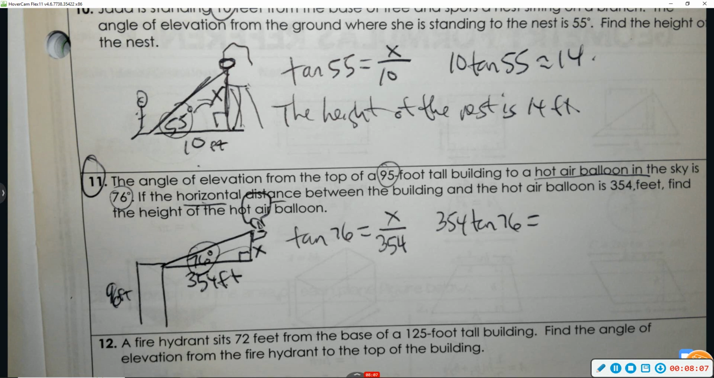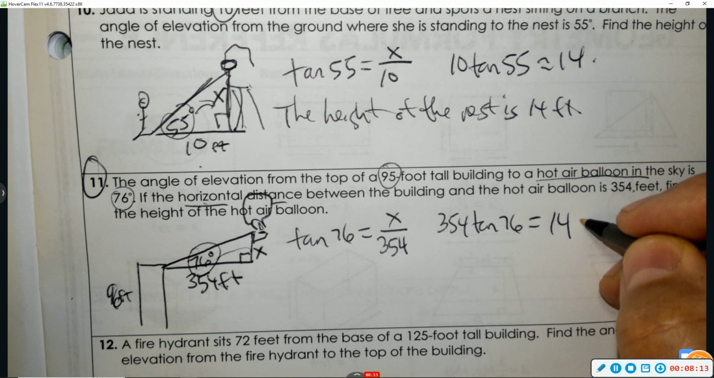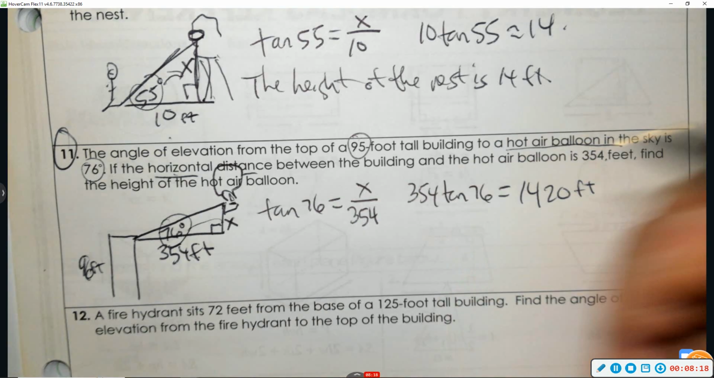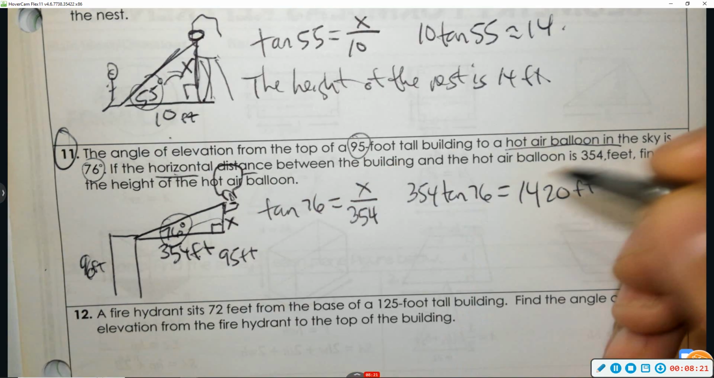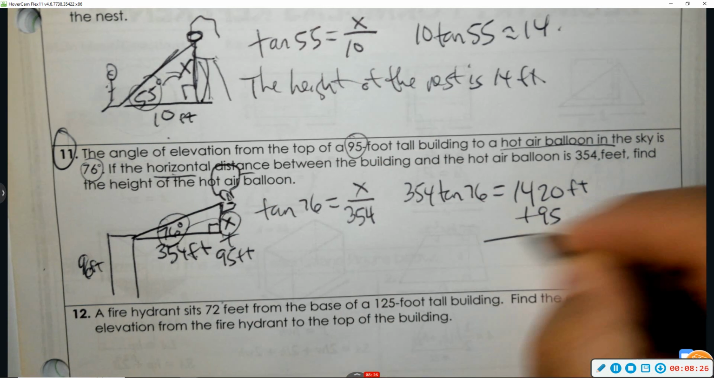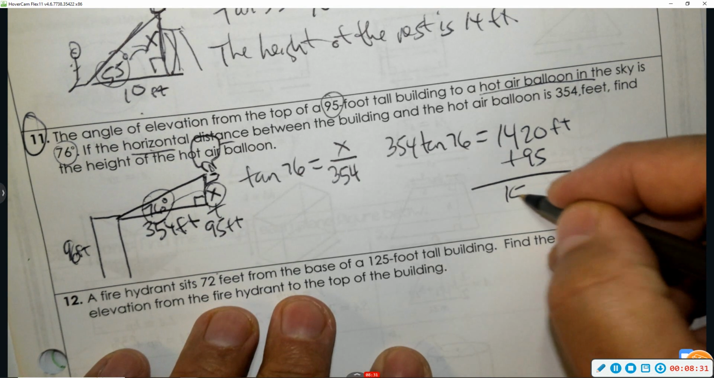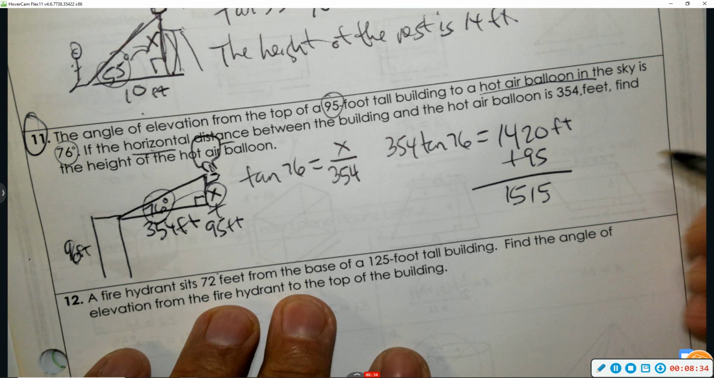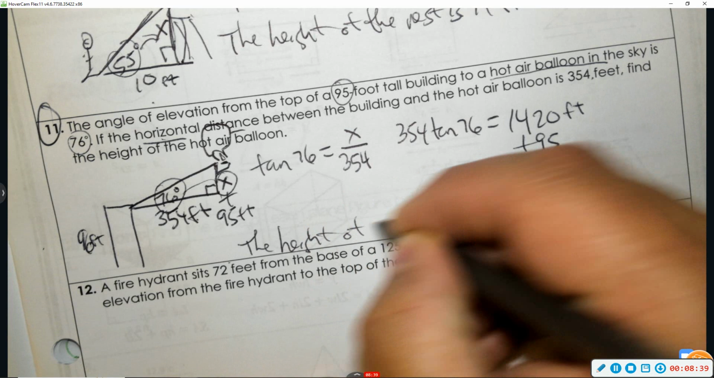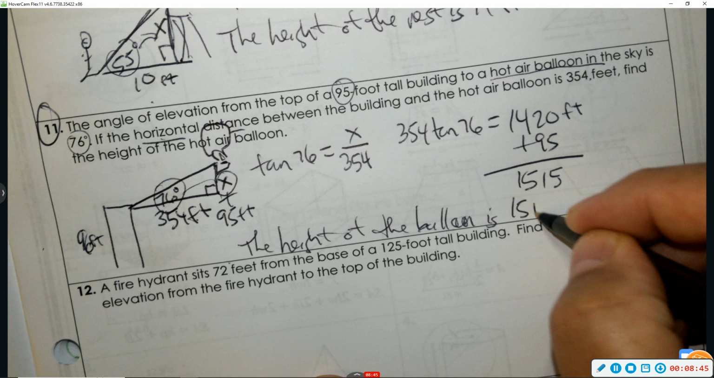So that's 354 times tangent 76, that's 1,420 if I round. But for the whole height, I still have to add 95 feet to it, so all the way to the ground. So x plus that. So I've got to add 95 to it. And I get 1,515. So the height of the balloon is 1,515 feet.